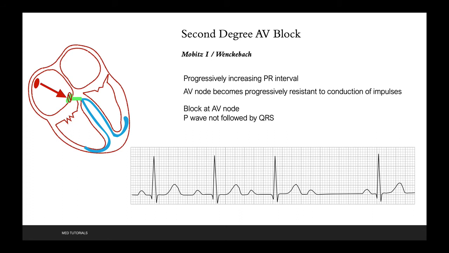To explain that, we look at this ECG. So as you can see, the PR interval is progressively increasing because of progressive resistance to the conduction of impulse through the AV node. And finally we see that the resistance has increased so much so that there is no QRS, no conduction of that P wave through the AV node.